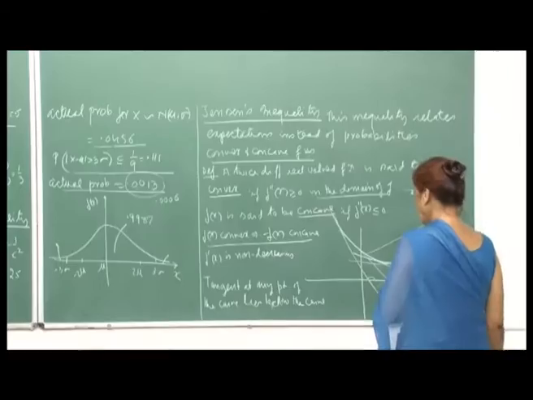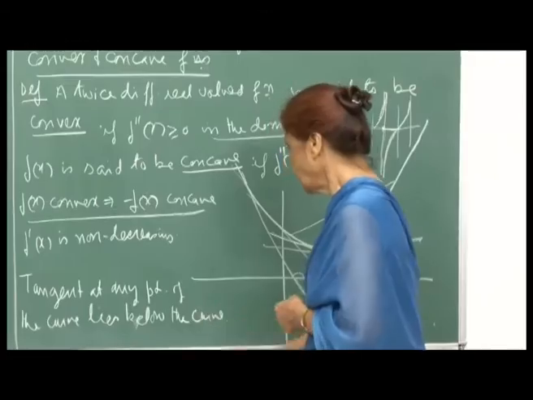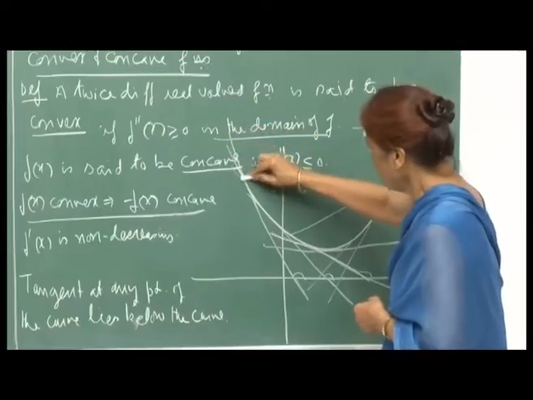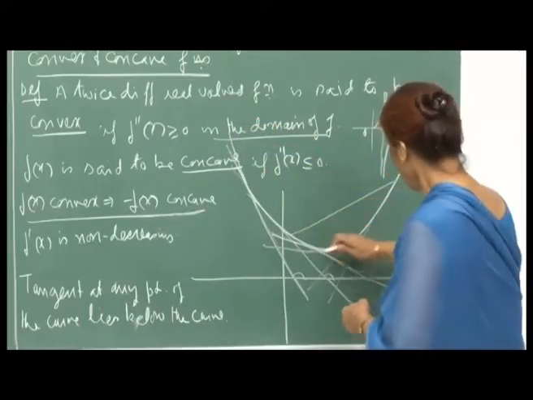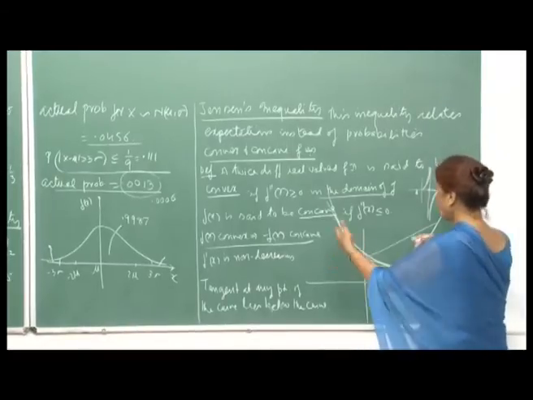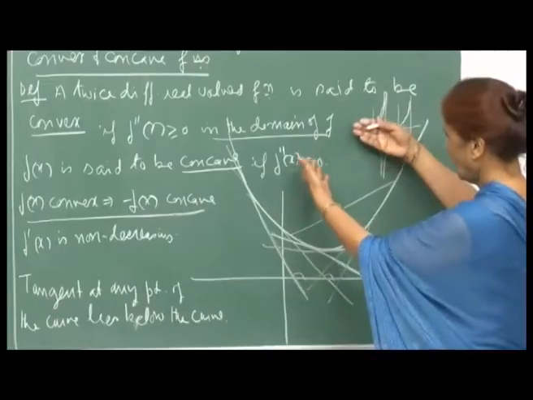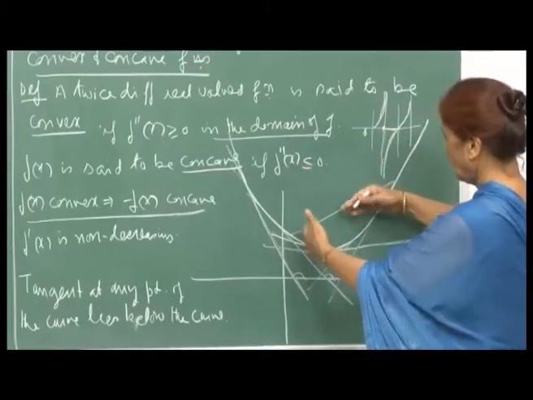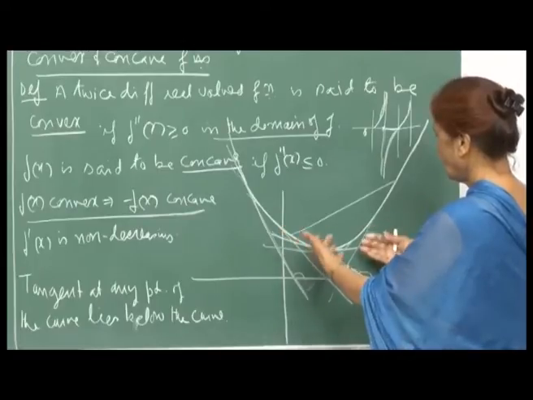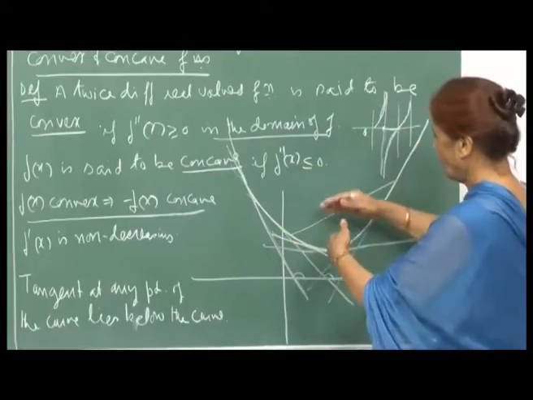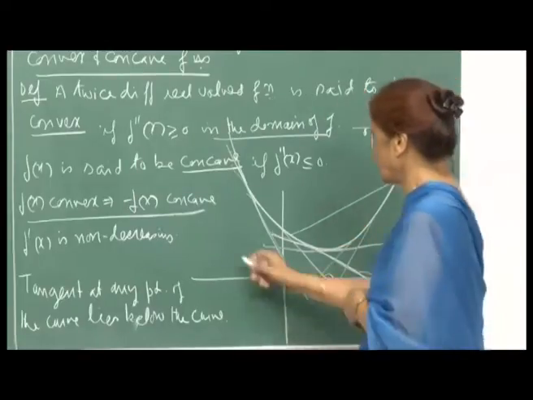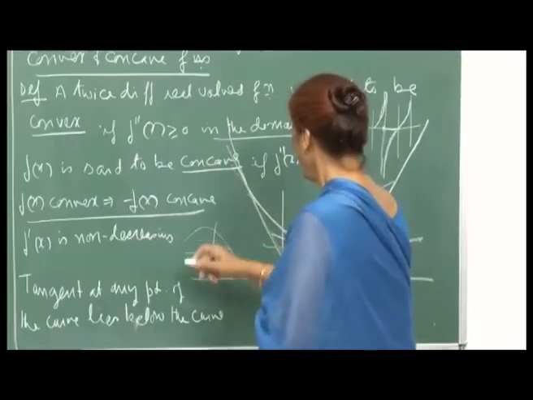Also, the tangent at any point of the curve lies below the curve, because the function is like this and the tangent is this. So the tangent is always below the curve. And when you say minus f x, you turn it upside down. Therefore, a convex function holds water, while a concave function will not hold water, because it will be upside down. So this will be a concave function.